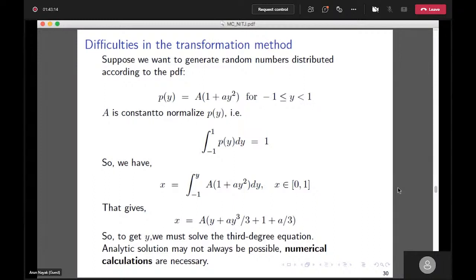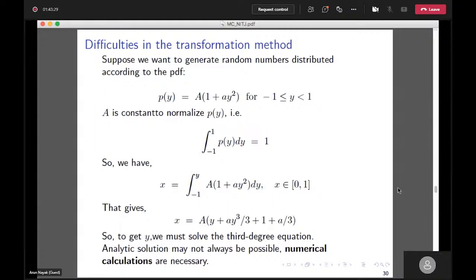Okay, now let's see what the difficulties are in the transformation method. So we said that we can transform uniform random numbers to a desired PDF, but there are some difficulties.